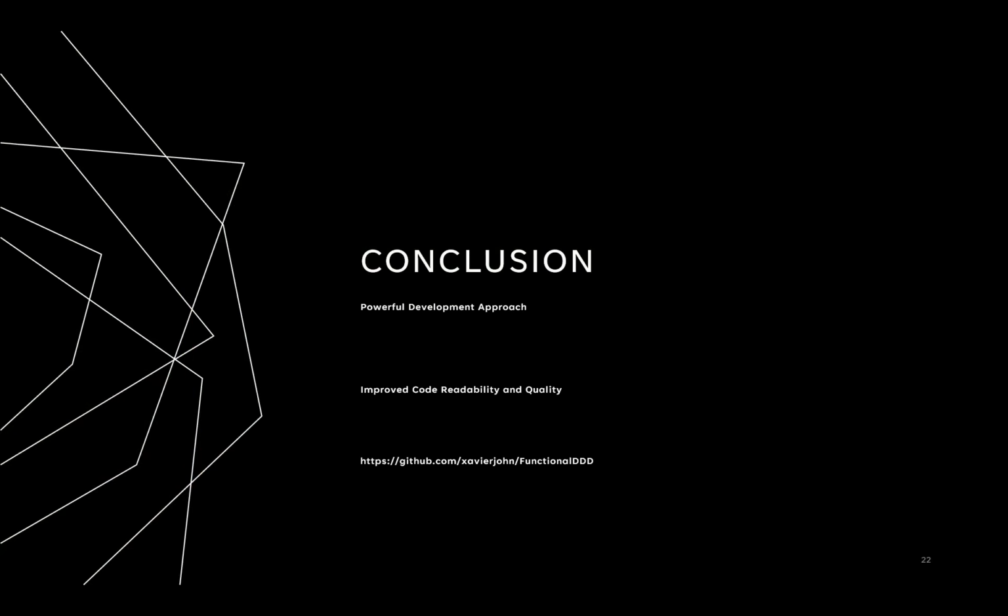In conclusion, Railway-oriented programming using the functional DDD library presents a powerful approach to building clean, maintainable, and resilient applications. By adopting these principles and practices, developers can greatly improve their code quality and application design.